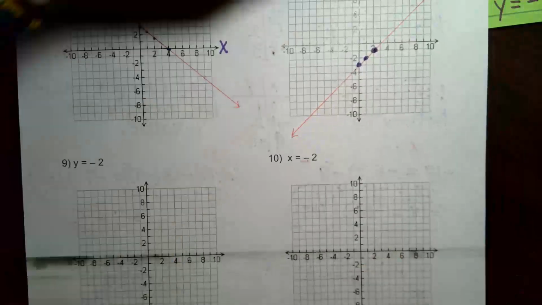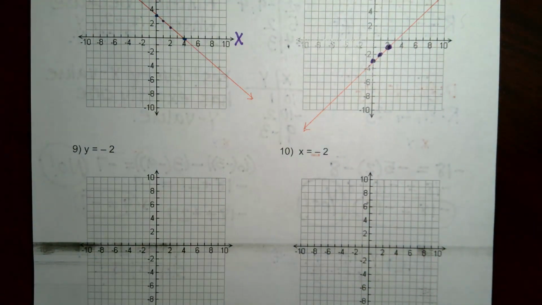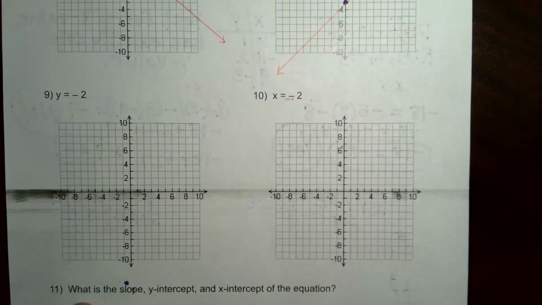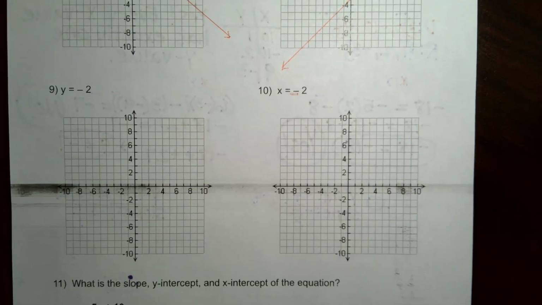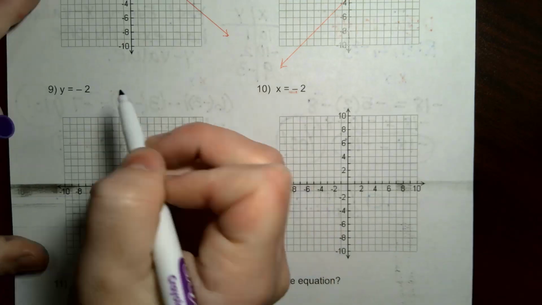Okay, number 9, we have y equals -2. We talked about these yesterday. What am I going to do to graph a line like this? Pick an x, right? You could do x is 0. What else did you say, Mike? You could put x as 1. You could put x as anything.